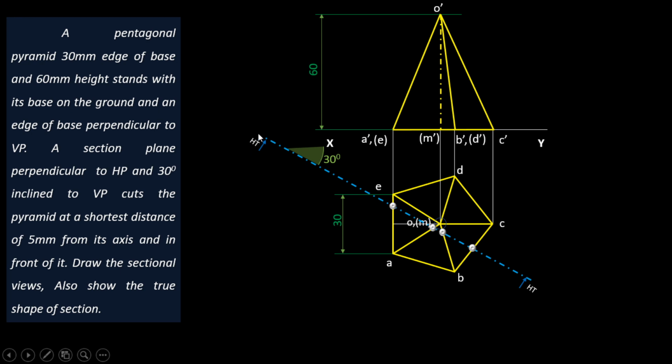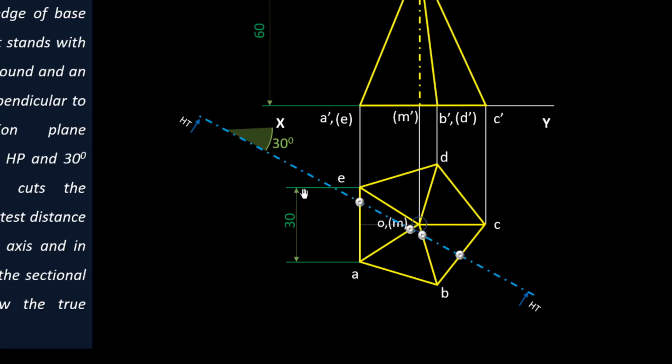Also mention the name of that section plane. This is actually the horizontal trace of the section plane, so HT, right? And this section plane is 30-degree inclined to the XY line in the projection. Right. The next step is to find the section points on the solids.